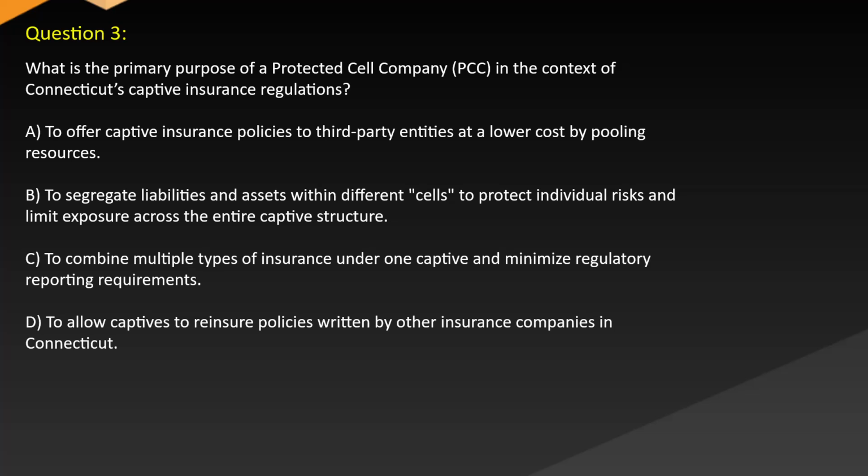Question 3. What is the primary purpose of a protected cell company (PCC) in the context of Connecticut's captive insurance regulations? A. To offer captive insurance policies to third-party entities at a low cost by pooling resources. B. To segregate liabilities and assets within different cells to protect individual risks and limit exposure across the entire captive structure. C. To combine multiple types of insurance under one captive and minimize regulatory reporting requirements. D. To allow captives to reinsure policies written by other insurance companies in Connecticut.